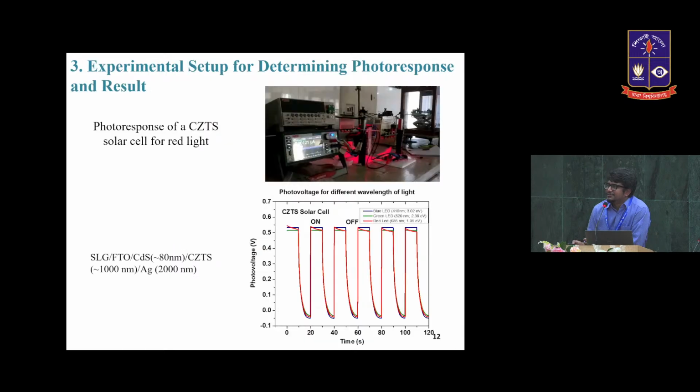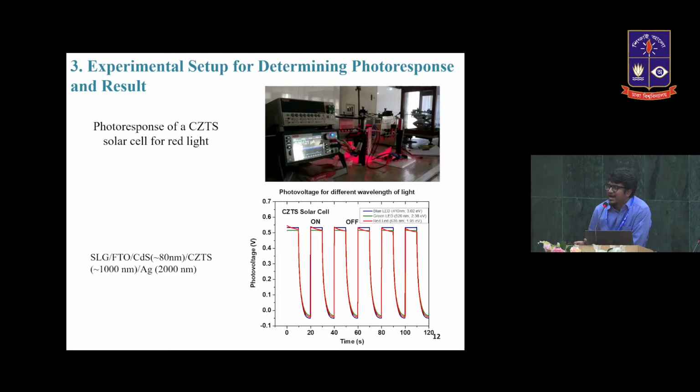So here's another experiment setup for determining photo response. We used this for a CZTS solar cell with different wavelengths of light. Now, blue LED of course have higher energy than green LED. So we have got more photovoltage for blue light than green light.